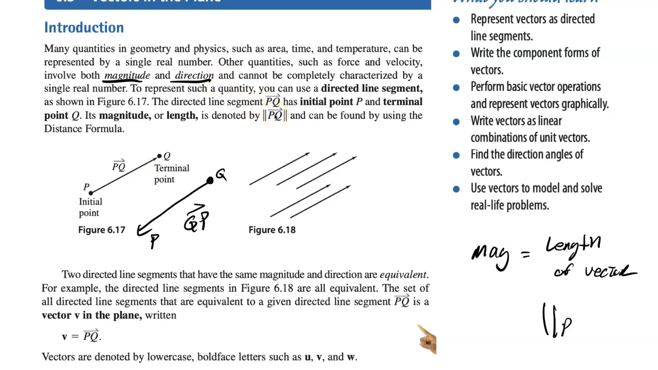So for something like PQ, the double absolute value lets you know the magnitude, which means how long it is, the size of it. And then the direction is literally which direction it's going. This one's going this way. These are two different directions, we're doing an angle thing. This will be in quadrant 1, this will be in quadrant 4. So two different directions.